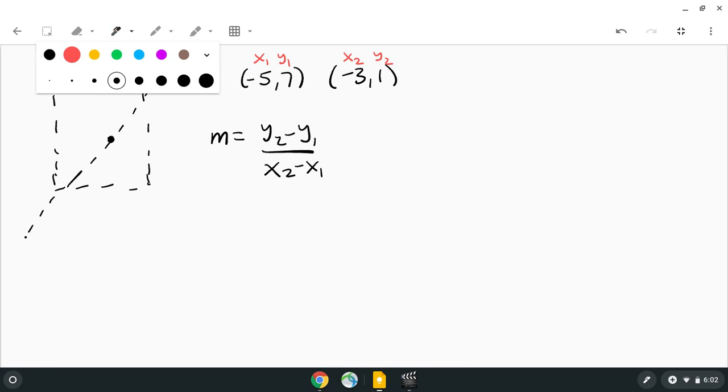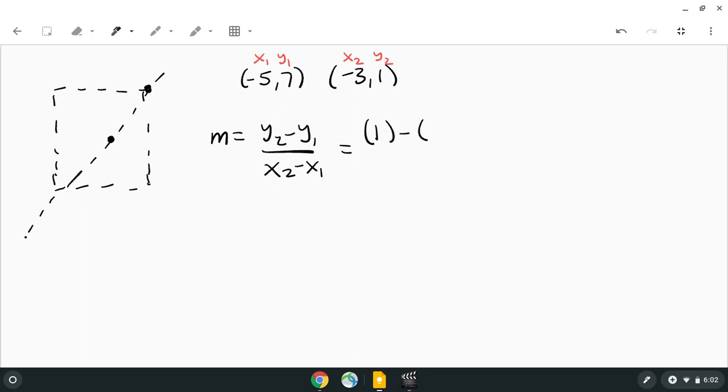All right, so let me find my slope: y2 minus y1, which is 7, over x2 minus x1, which is -5. So 1 minus 7 is -6. This double negative becomes positive. So -3 plus 5 is 2. So -6 over 2 is -3. So my slope is -3.